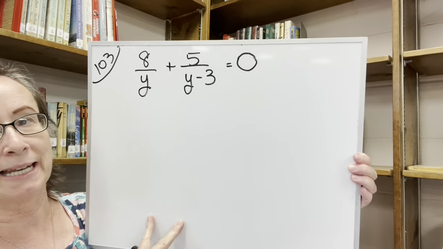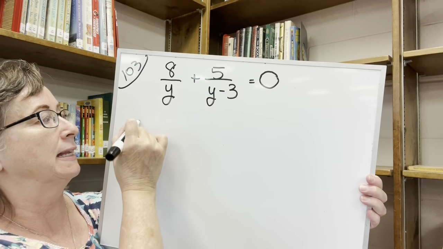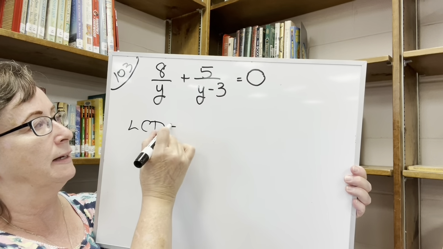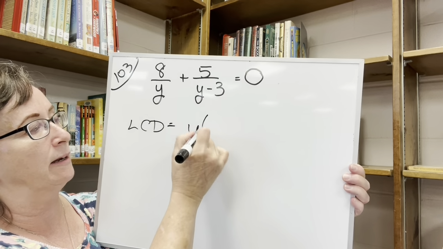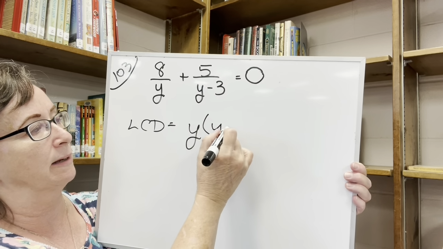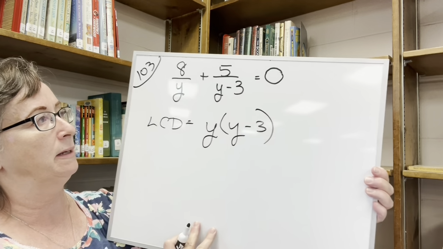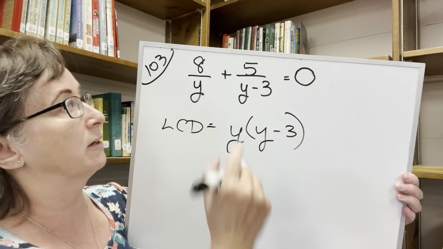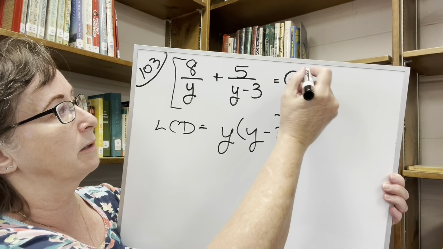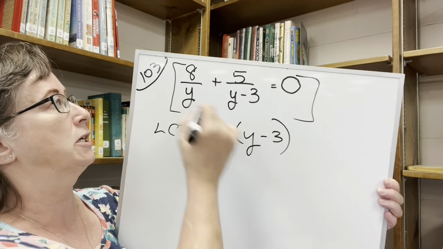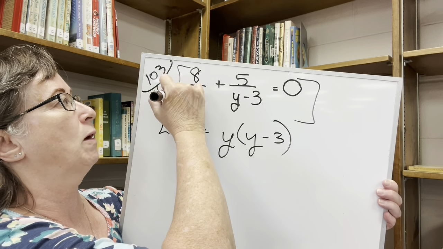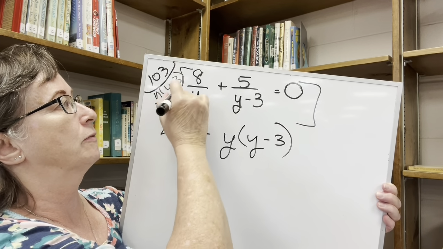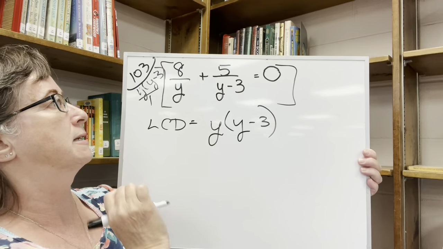All right, everybody, last practice problem. The least common denominator needs a y, and it also needs a y minus 3. Since they have no factors in common, we have to multiply them together. We're going to put our little parentheses showing multiplication: y times y minus 3 over 1, all the way across the top.